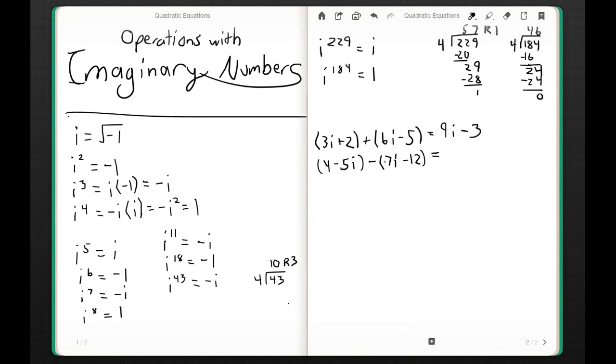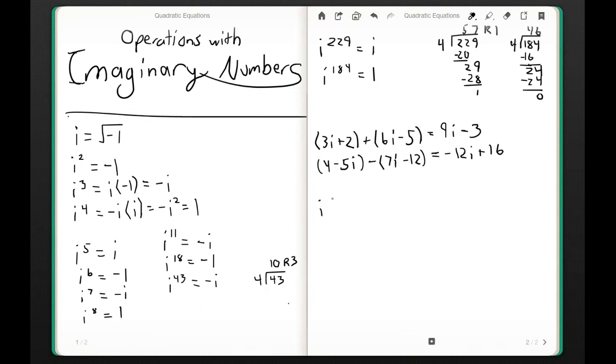Again, just a simple adding algebraic expressions problem. Negative 5i minus 7i will be negative 12i. And 4 minus negative 12 will be 4 plus 12, which is 16. Just be careful here because the i and the number are in different spots in both of these parentheses. So you want to watch that.